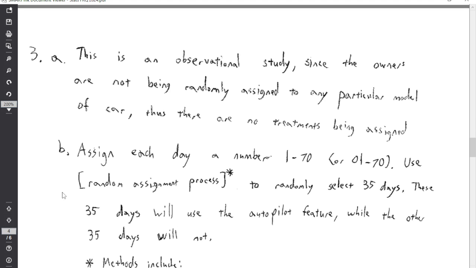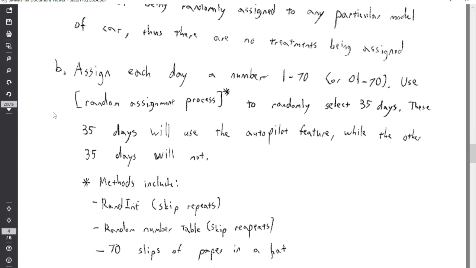Those methods can include using randInt or a random number table, or my favorite is putting slips of paper in a hat. But however you choose, you want to make sure that every group of 35 has an equal chance of happening. So you're randomly selecting those 35 days, and then you want to say what's happening to them. Those 35 are going to be the ones that use the autopilot, and then the other 35 will not. So you want to say which one is which.